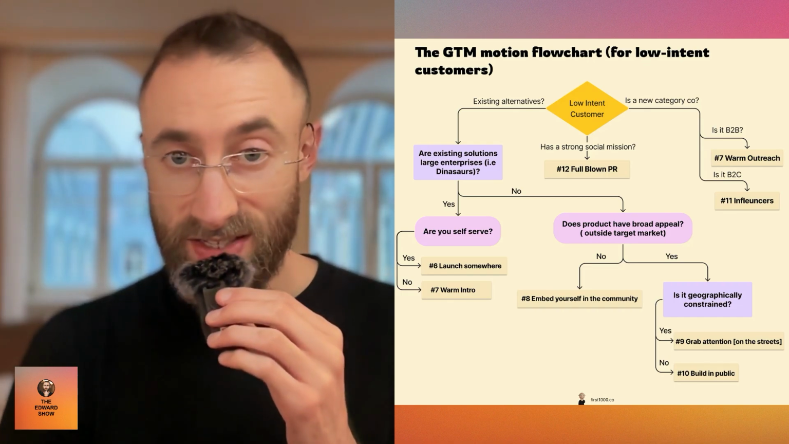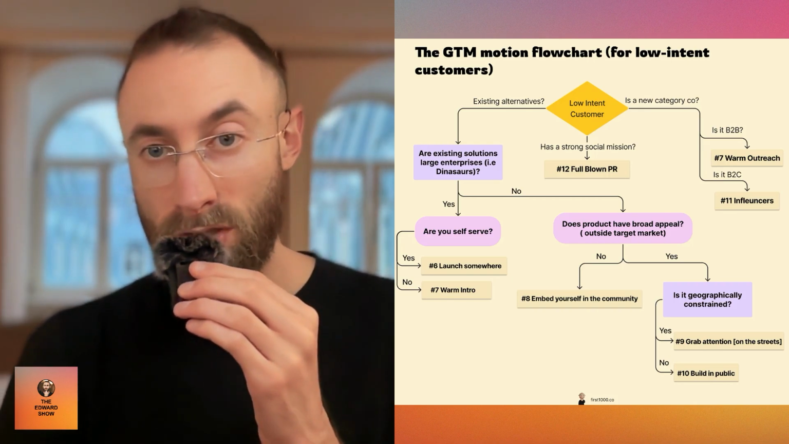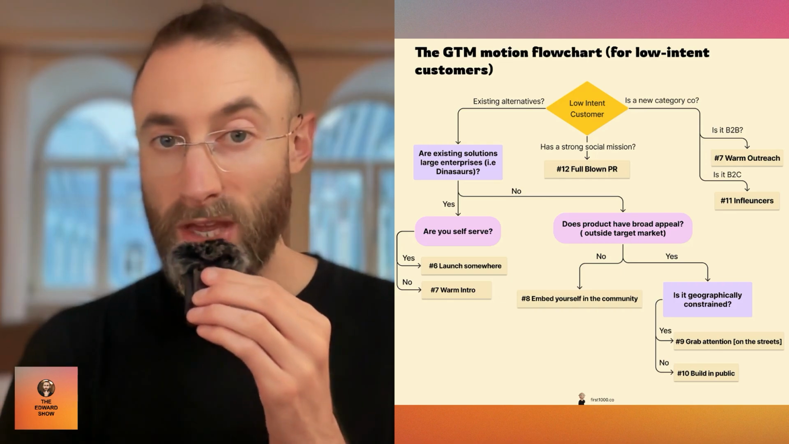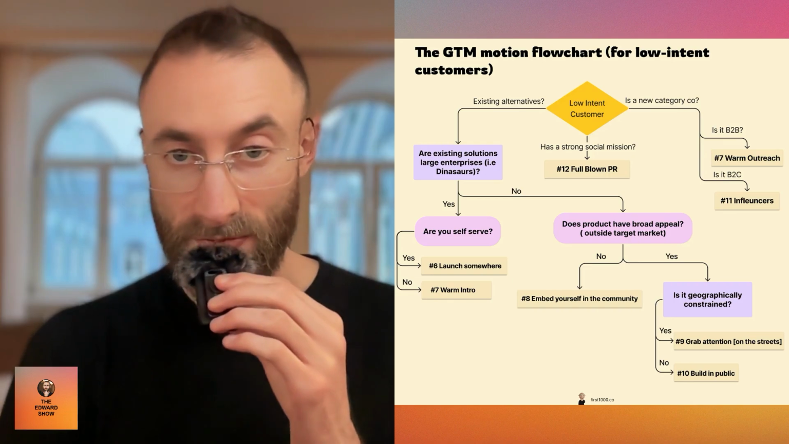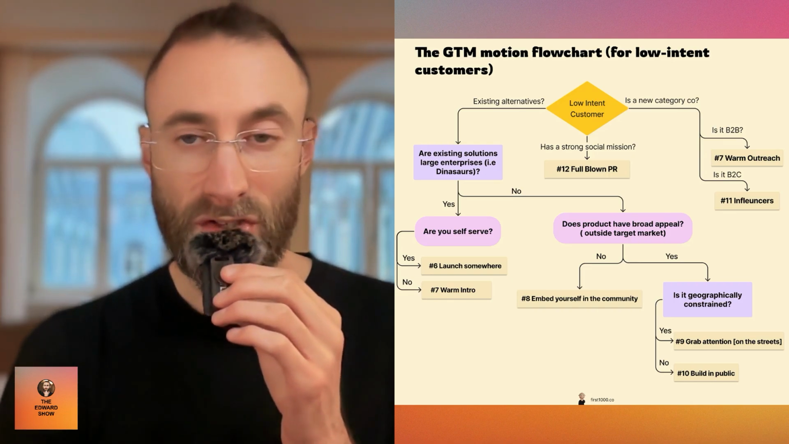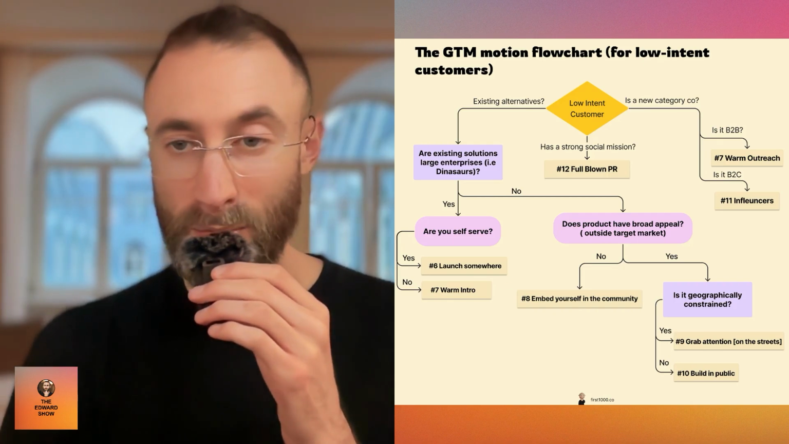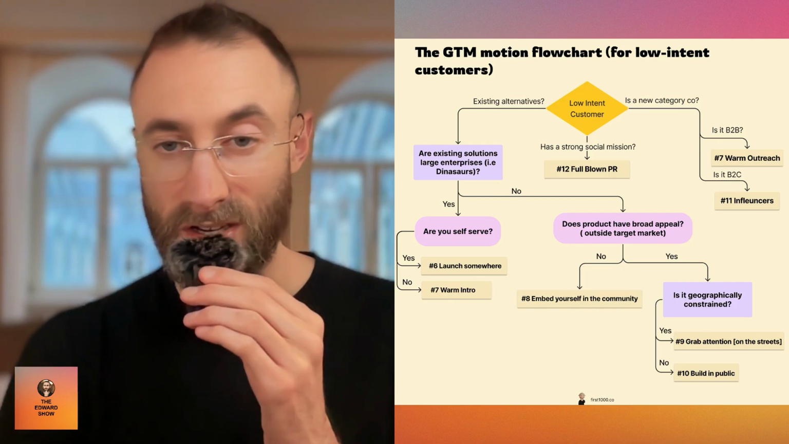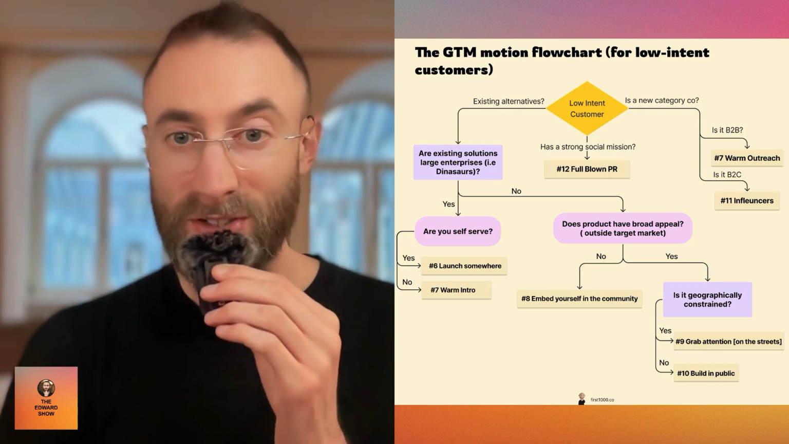If the answer is yes, so there is broad appeal, then we ask, is the product geographically constrained? Does location limit its adoption? If the answer to that is yes, so it is geographically constrained, then we grab attention on the streets, implementing highly visible location-specific outreach, such as street-level marketing, local events, or guerrilla advertising. If the answer is no, build in public.